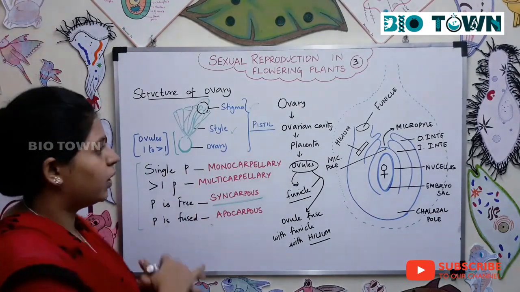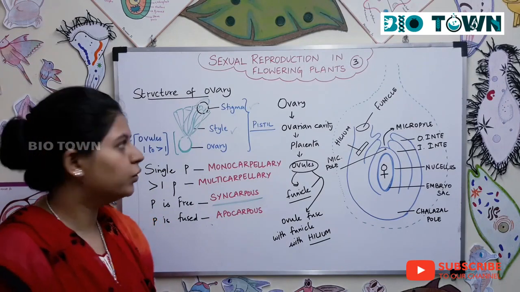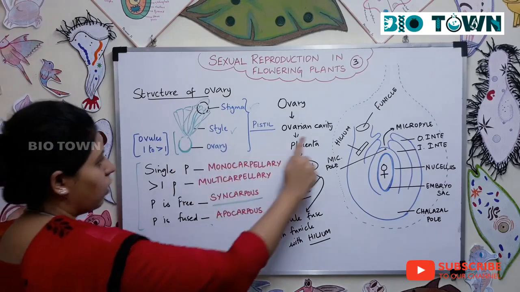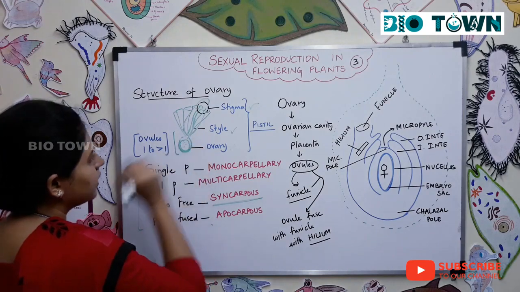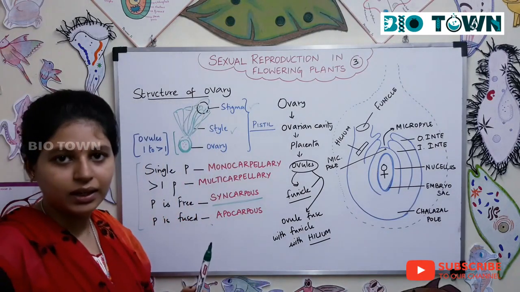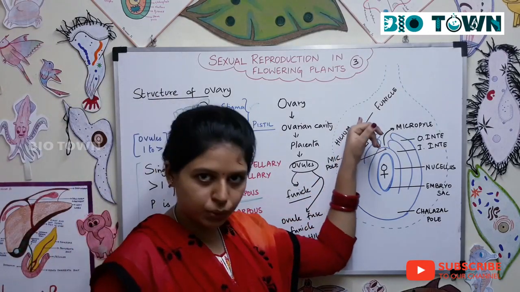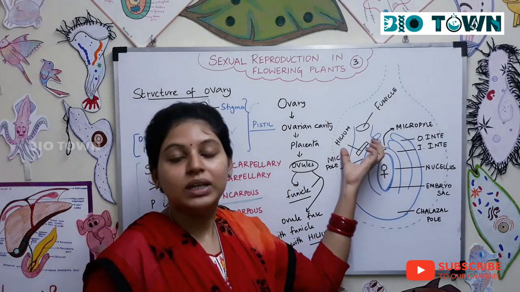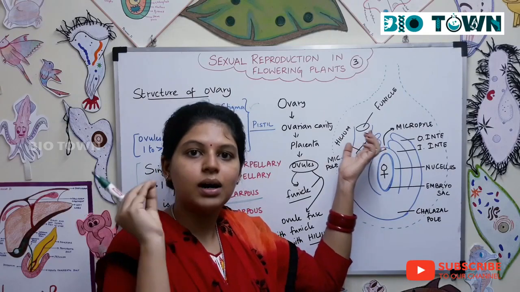So this is an introduction about the ovary. Now we'll see the detailed structure of the ovule. This ovary has a cavity, and this cavity is called the ovarian cavity. Inside the ovarian cavity you have something called the placenta, onto which the ovule is attached. Clear? Now the ovule is attached to the placenta with the help of the funicle, but how exactly it is attached is because of the hilum. The hilum is a stronger structure that supports the funicle to hold on to the placenta.